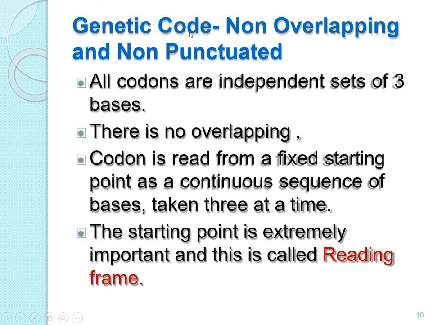The genetic code is non-overlapping and non-punctuated. All codons are independent sets of 3 bases. There is no overlapping. A codon is read from a fixed starting point as a continuous sequence of bases taken 3 at a time. The starting point is extremely important, and this is called the reading frame.